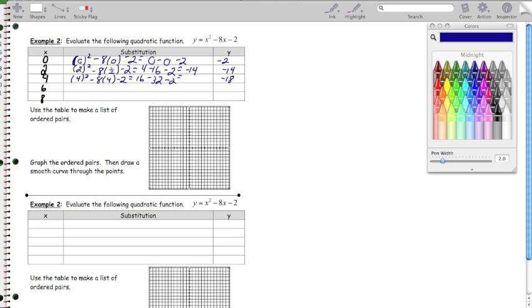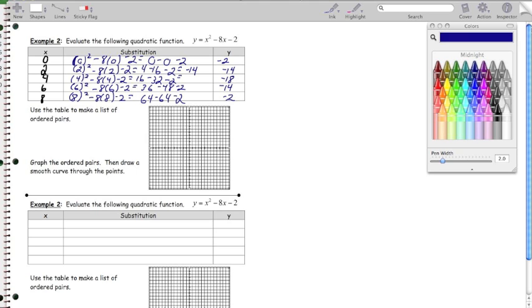This one should be 14 if I did it right, but don't just throw it in there, because there's a chance maybe your other one was wrong and you don't want to mess it up that way. So this is 36 minus 48 minus 2. Negative 12 minus 2 is negative 14. Lastly, I have 8 squared minus 8 times 8 minus 2. I get 64 minus 64 minus 2, negative 2.